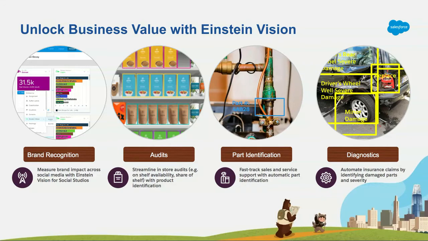And then we also have customers that are integrating these services directly. So for example, for part identification. Customers are using that for field sales or field service. So you can just take a picture of a part, and it'll identify the part for you. You can pull up instructions to fix it or reorder or things like that. And then diagnostics, customers using it to understand the severity of damage in cars, for example. And so these are just a few examples on the vision side.